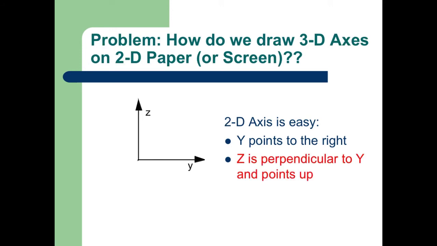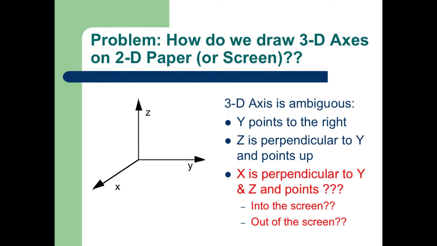And if I add a Z-axis, most of us can agree that the Z-axis is going to be perpendicular to the Y-axis, and in this image it sure looks to me like Z is pointing up and Y is pointing off to the right.